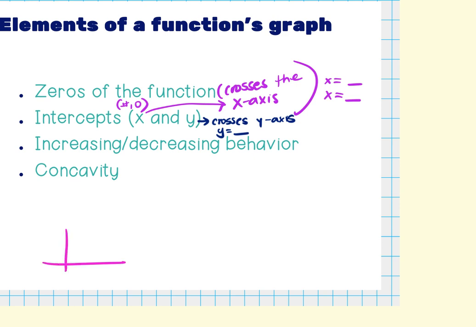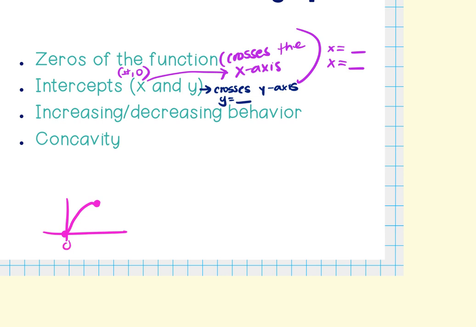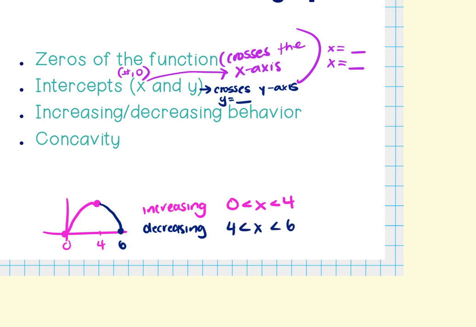X. So if it's increasing, let's say my function is doing this, and this is 0 and this is 4. We would say it is increasing from 0 is less than x, which is less than 4. That's how it's going to look. And then if it came back down, we'll say this is 6, then it would be decreasing from 4 is less than x, which is less than 6.